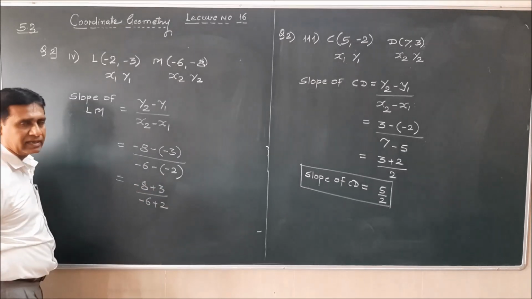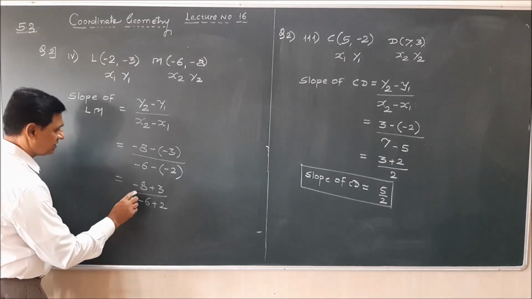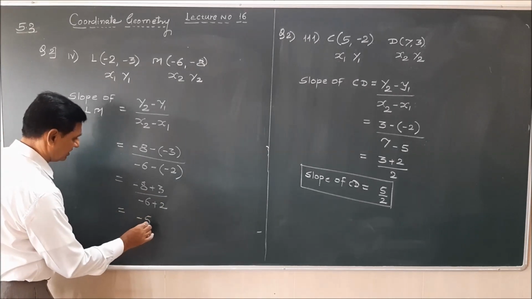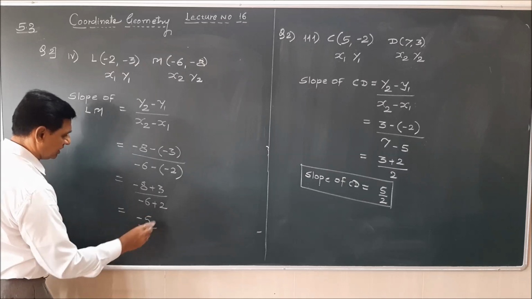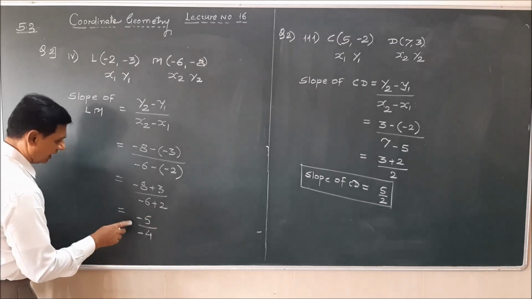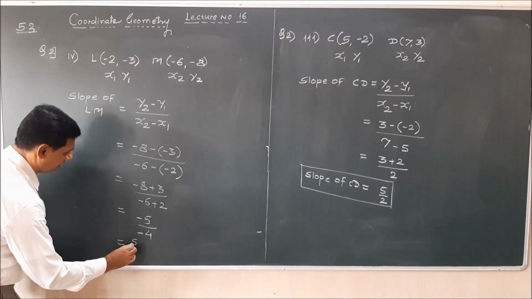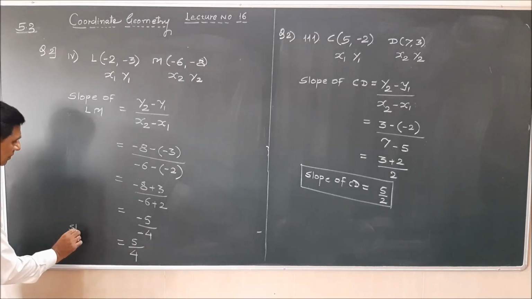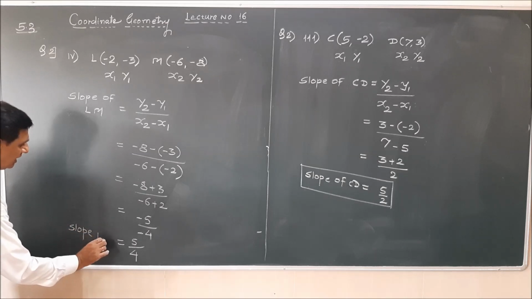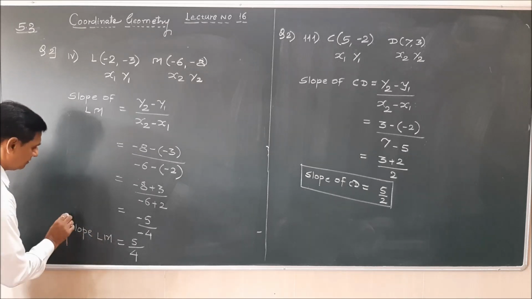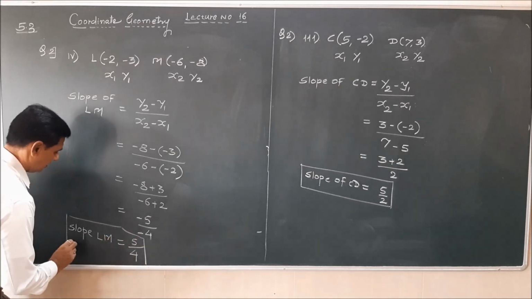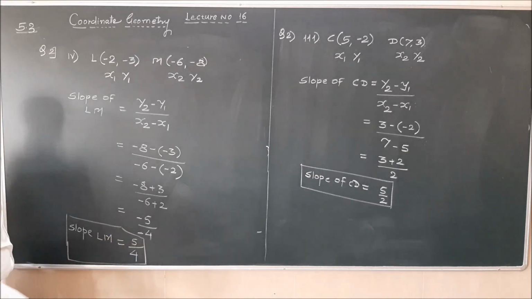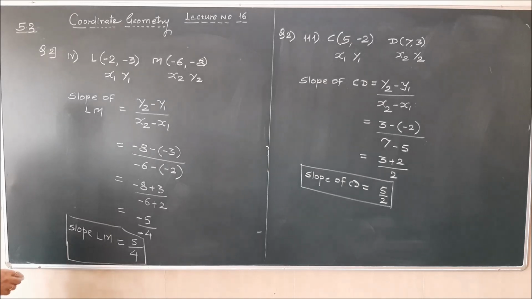I give the effect of the minus sign over here. So minus 8 plus 3, naturally you find minus 5. Minus 6 plus 2 is minus 4. The minus sign will get cancelled from numerator and denominator. You will get the slope of LM as 5 upon 4. This is the fourth question of question number 2.